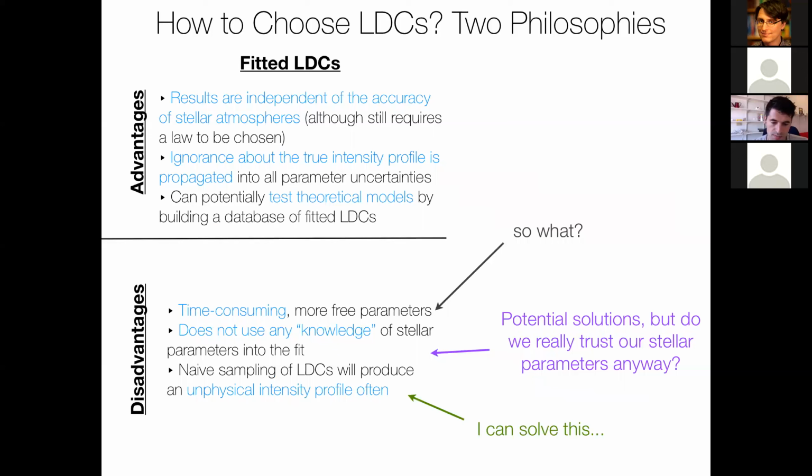And this one is the one I'm going to talk about in this talk, to finally get to it. And this is one I can solve. That naive sampling of limb darkening coefficients produces unphysical profiles. You can actually get around that by reparameterizing your limb darkening coefficients.